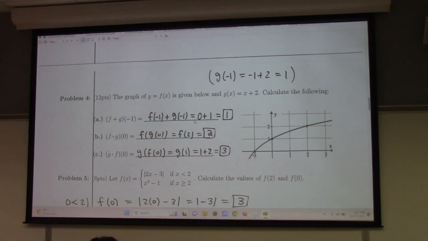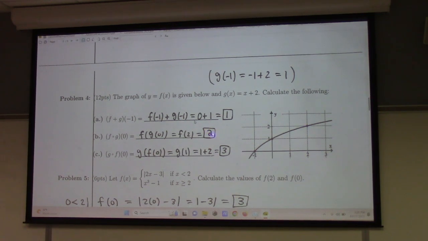Here's how it goes. f plus g of minus 1 is f of minus 1 plus g of minus 1. Now f of minus 1 is what? Well, look at the graph. f of minus 1 is 0. g of minus 1, well, I got the formula, so minus 1 plus 2 is 1. 0 plus 1 is 1. Okay, so f composed with g of 0 is f of g of 0. Well, what's g of 0? Look up here at the formula: g of 0 is 2. What is f of 2? Well, I look at the graph. f of 2 is 2.